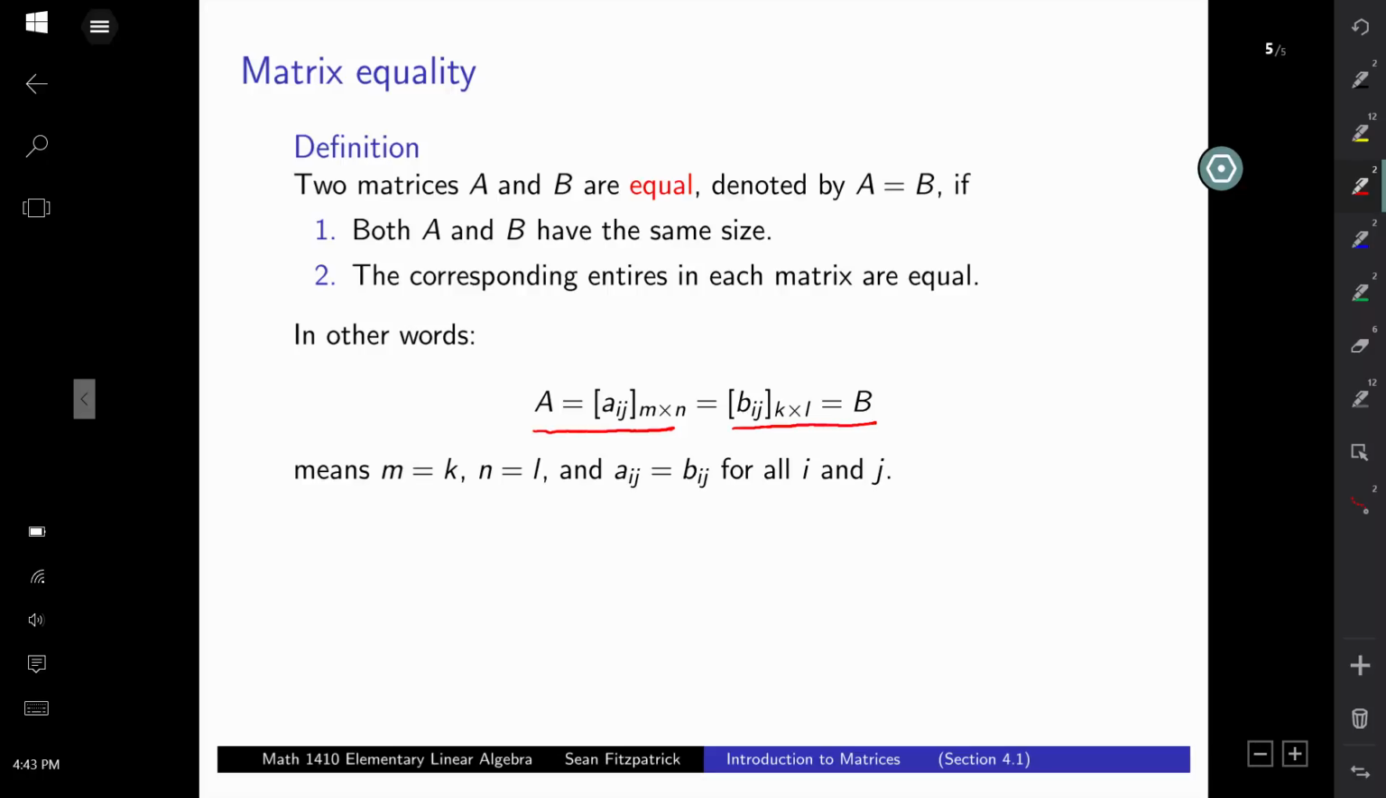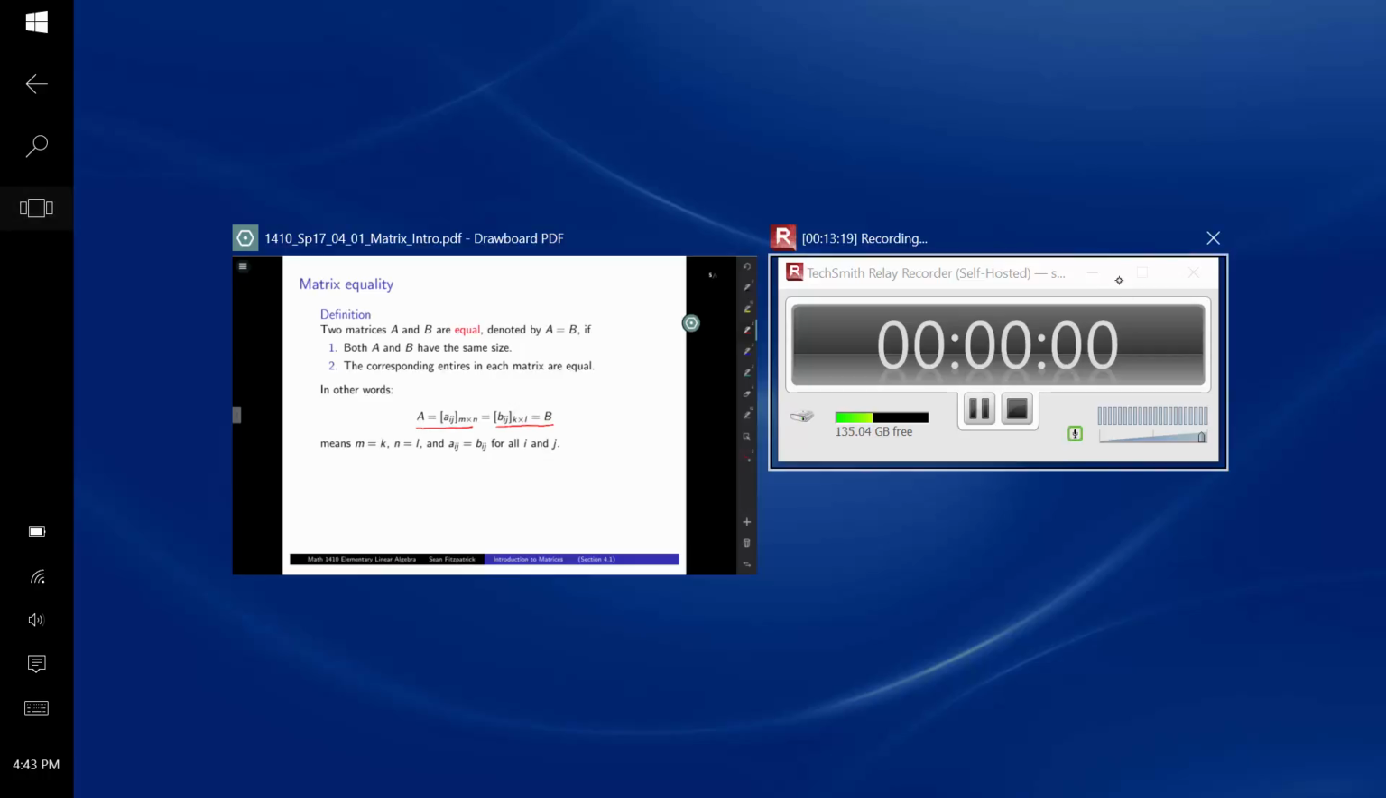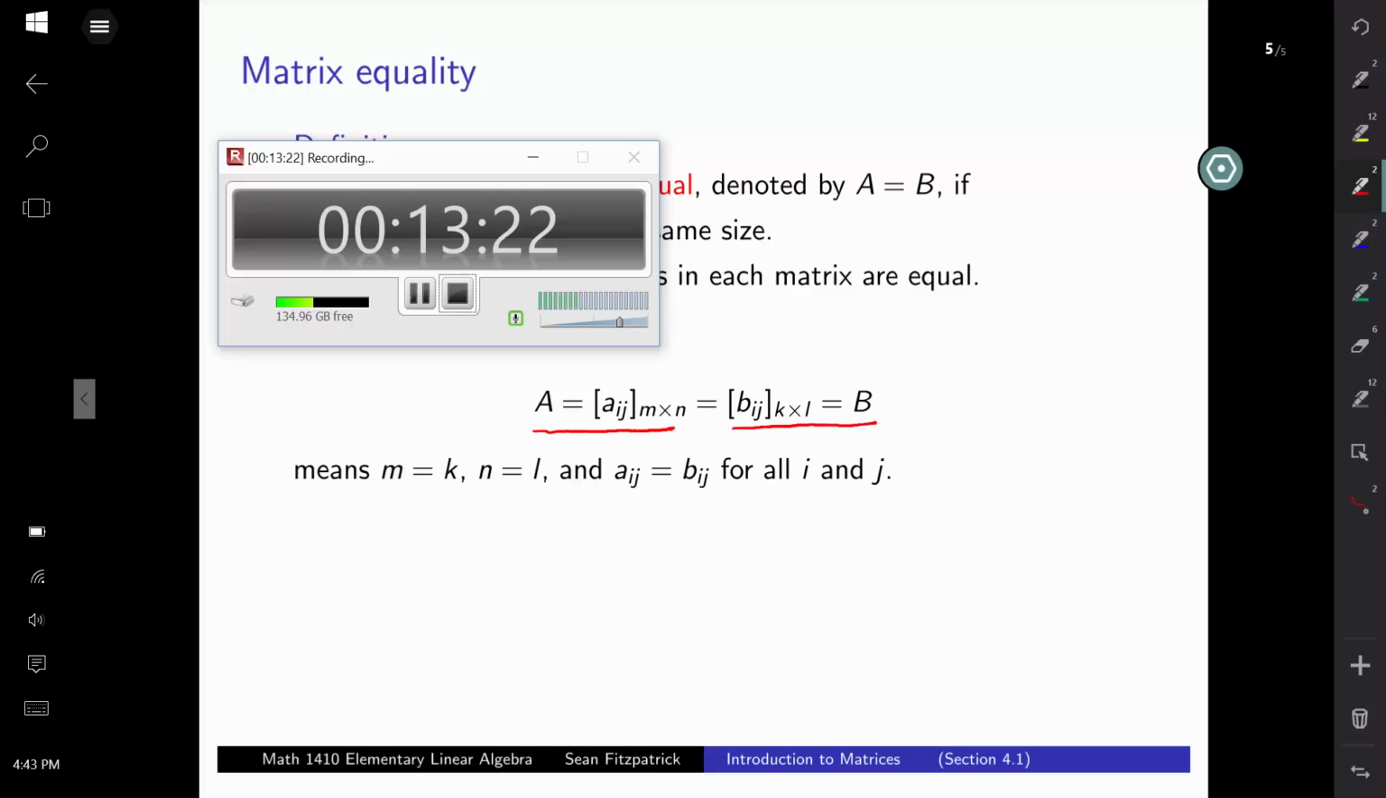Okay, so that's the basic idea of what a matrix is. We're going to continue in the next video to talk about addition and scalar multiplication.